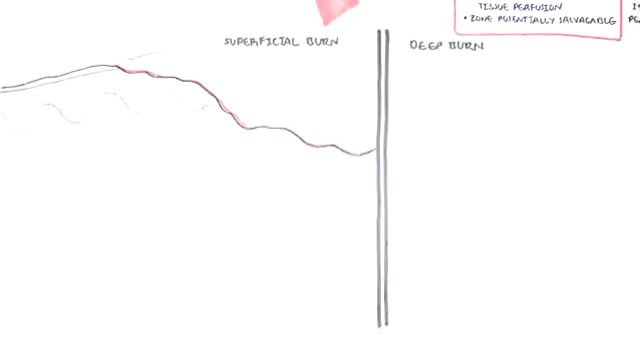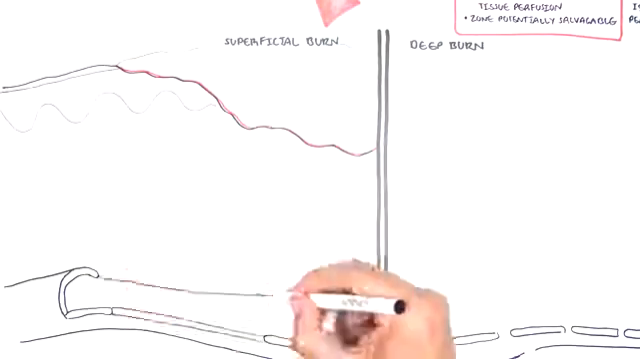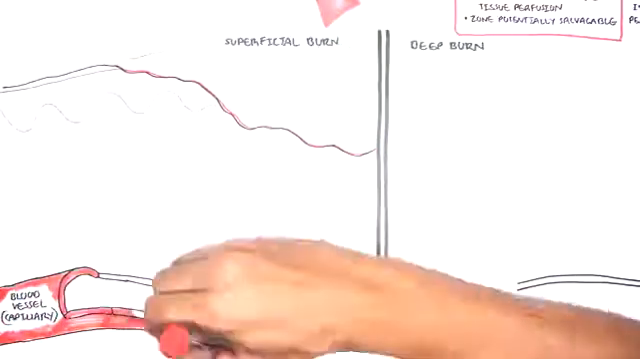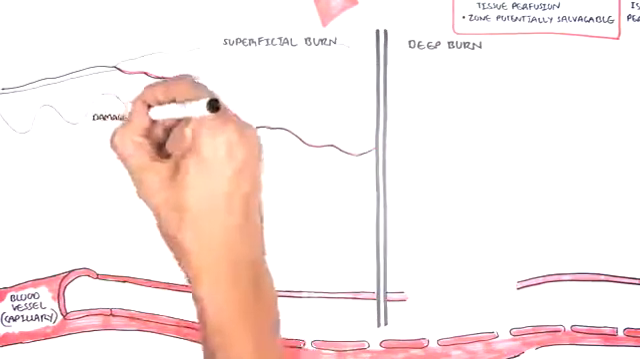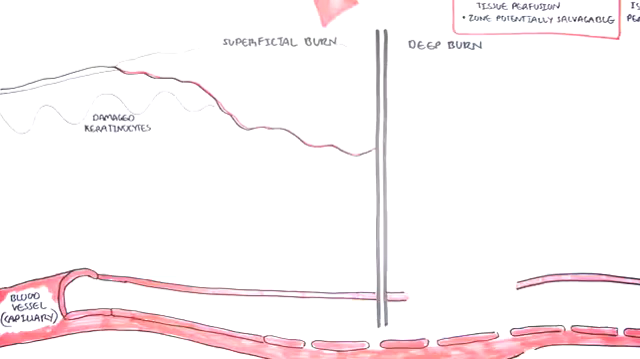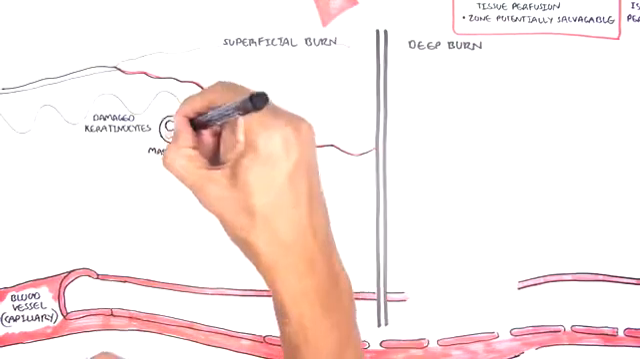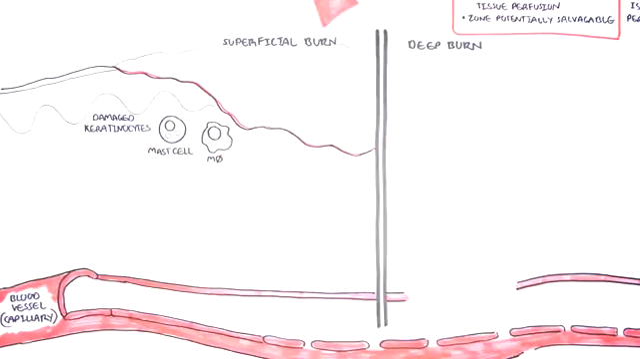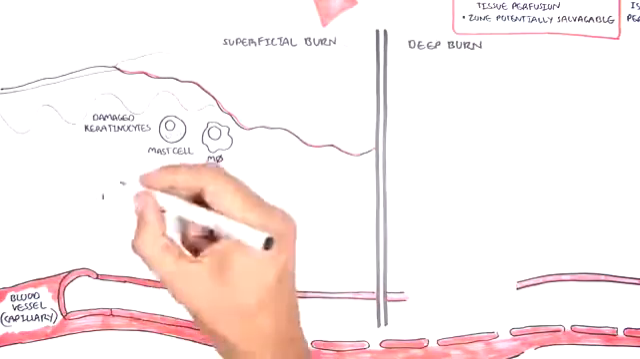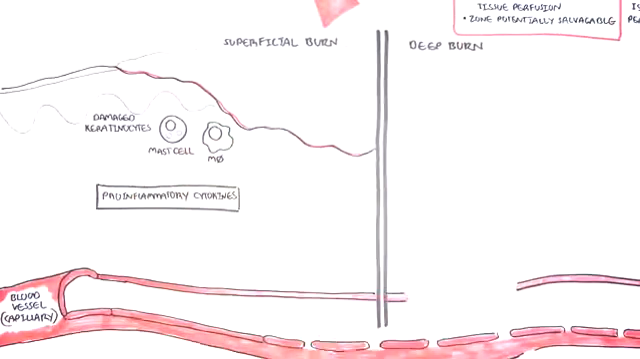If it's a superficial burn, it will cause damage to the epidermis and the upper dermis only, so like the papillary layer of the dermis. Again, you have blood vessels here, capillaries. Superficial burns will damage the keratinocytes, which are your cells in the epidermis, and will also activate an immune response. So it will activate immune cells around the area, such as mast cells and macrophages. The damaged keratinocytes, the mast cells, and the macrophages will secrete pro-inflammatory cytokines, triggering an immune response.